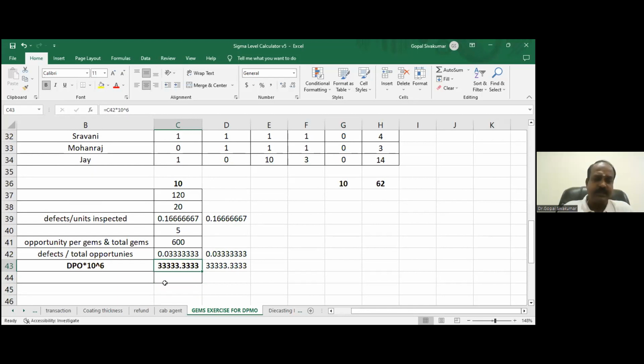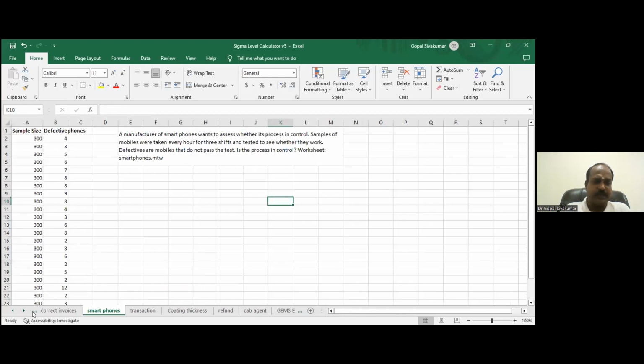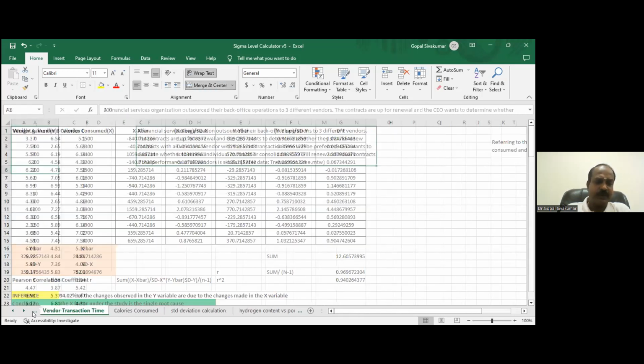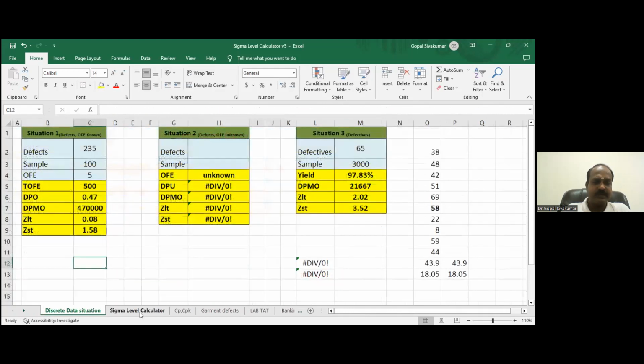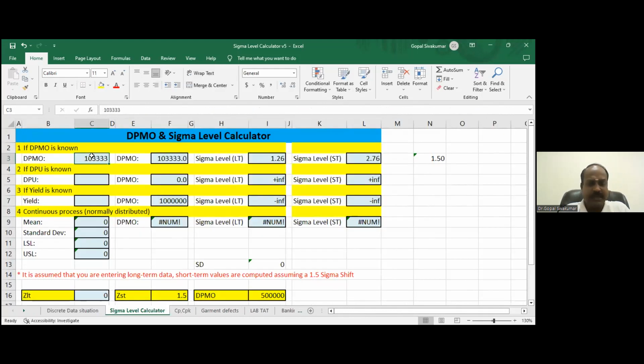And 33,333. When I take this value to the sigma level calculator, here it is. I should type 33,333, all three. Now, can you see improvement in the sigma level? Yes, sir. So this is one way of measuring performance, measuring sigma level and calculating DPMO.